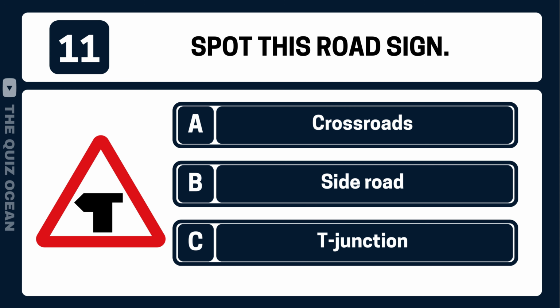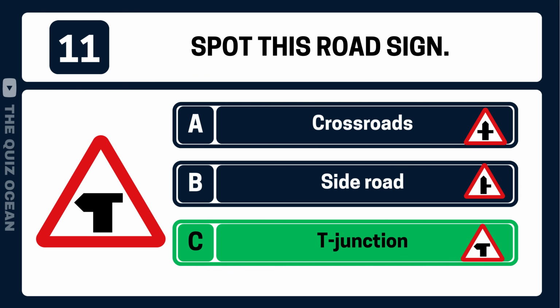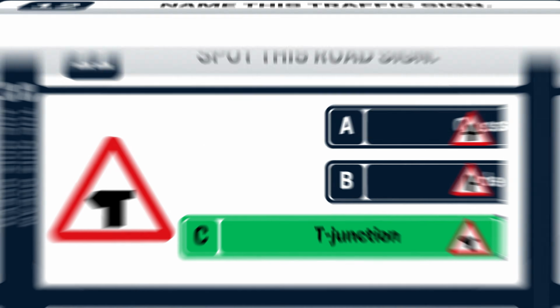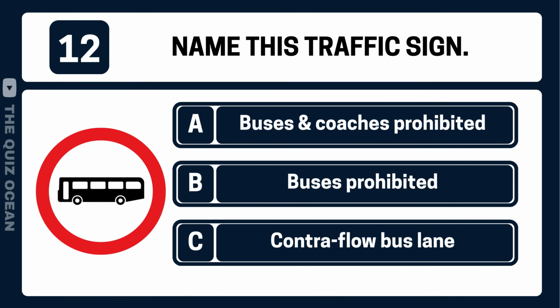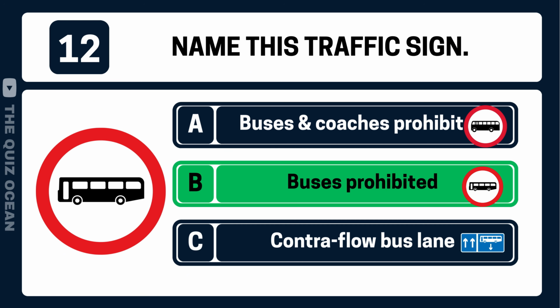Spot this road sign. Well spotted. This sign marks a T-junction. Name this traffic sign. Excellent. This sign prohibits buses on a particular road.